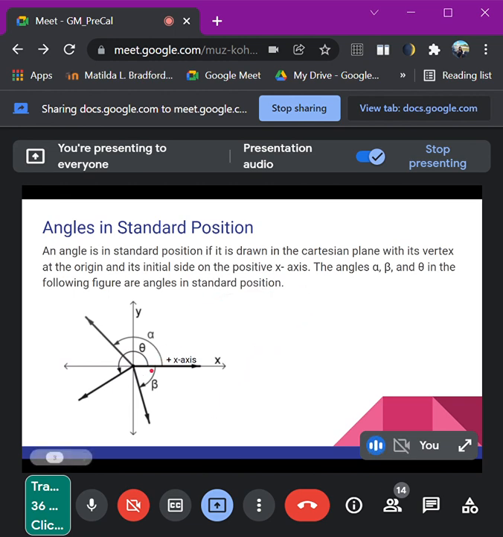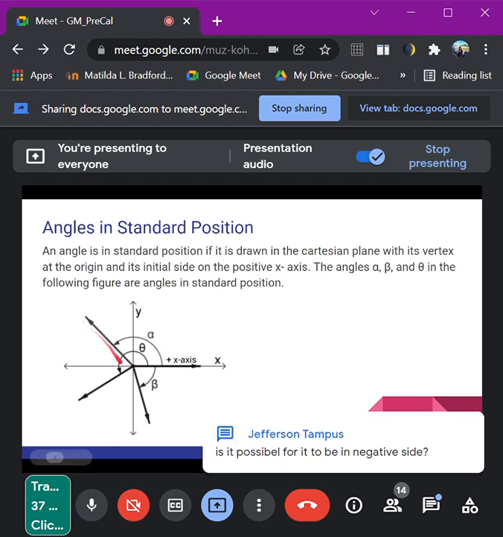So now class, this is what we call our initial side. Meaning to say, in standard position, our initial side is always on the positive x-axis. And the terminal side is where your angle stops. So for example, for our alpha, the angle stops here. So this is the terminal side. Okay, this is the terminal side.